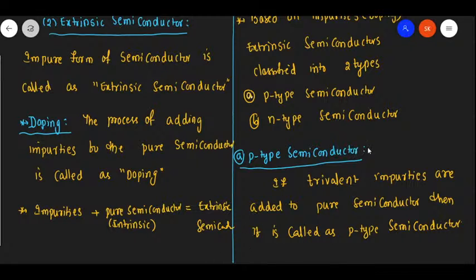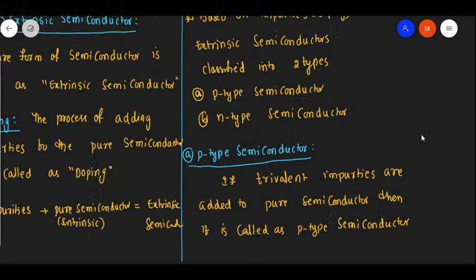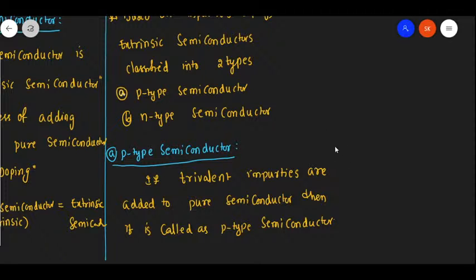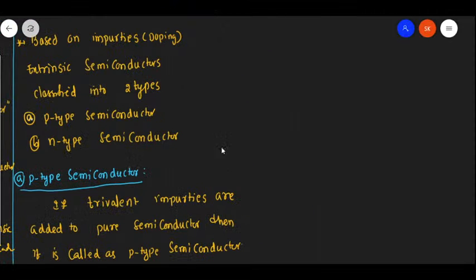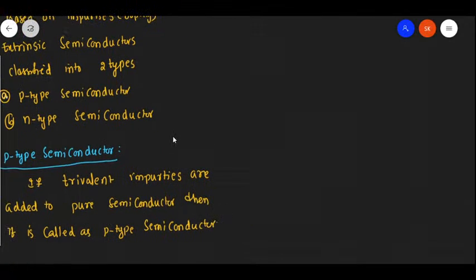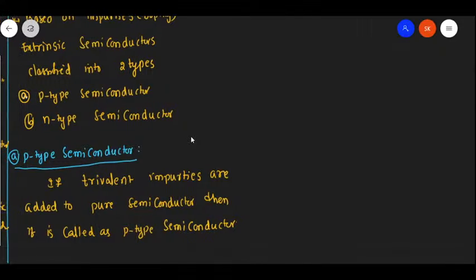For what do we have to add the trivalent impurities? For the pure semiconductor. Can you give examples of the pure semiconductors? Write in the chat box. What are the pure semiconductors?